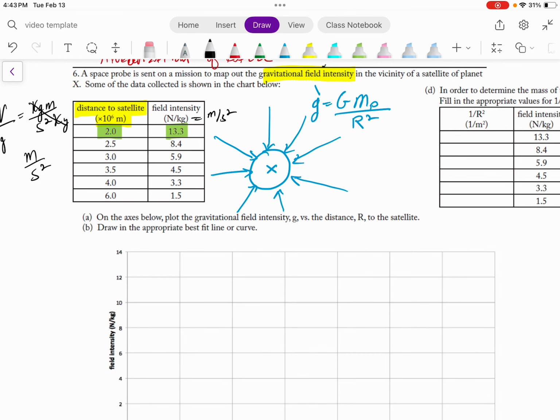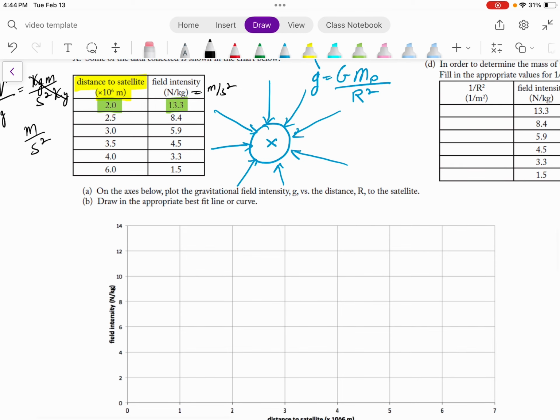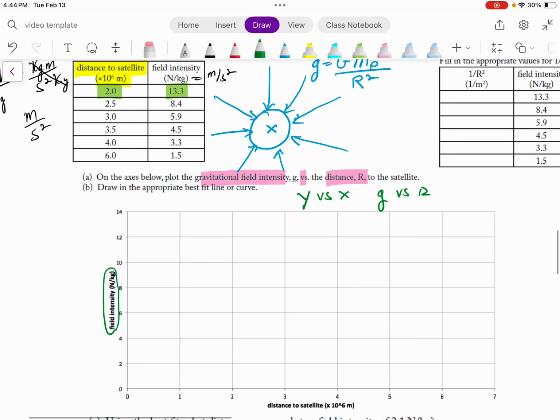So A, on the axis below, plot the gravitational field intensity versus the distance r to the satellite. Remember, whatever came first becomes the y value versus whatever came second is the x-axis. So again, it's little g versus r. And sure enough, they went ahead and added that for you, so that made your life easier.